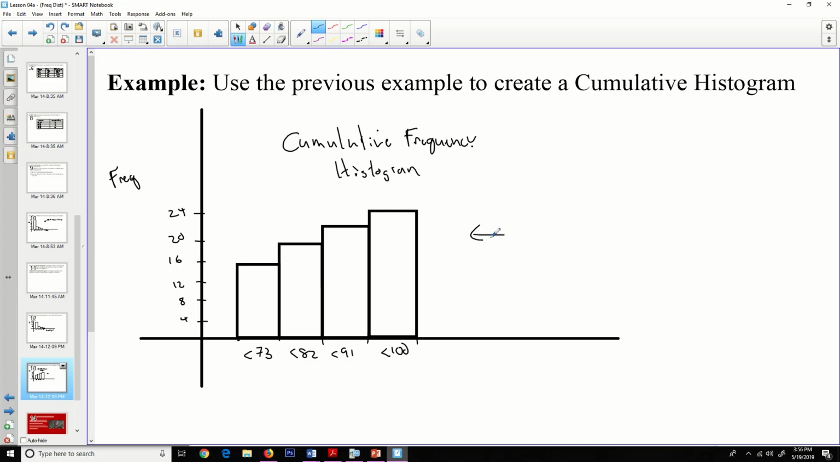And you should note that this will always be low to high. All right, so it will always have an upward slant to it. Well, that's all I got for this lesson today, folks.